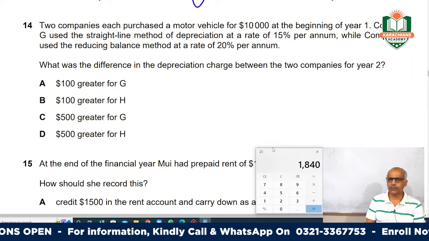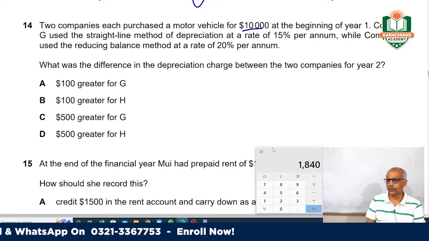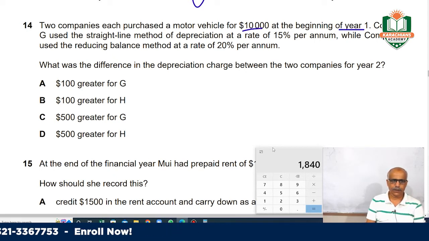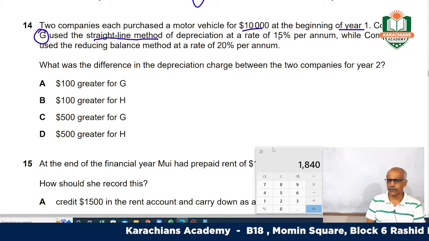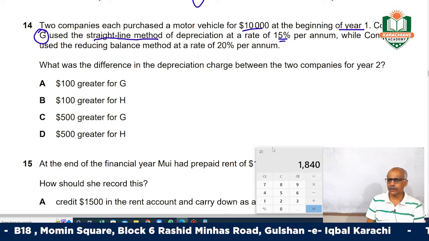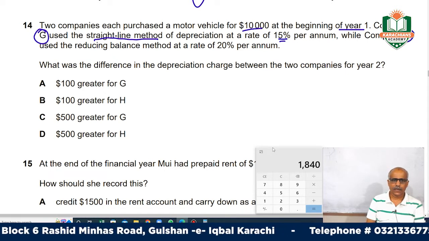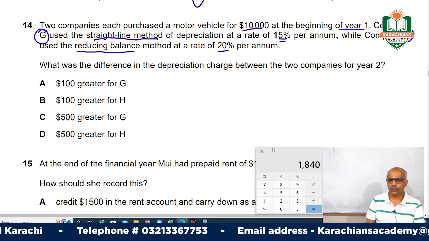Two companies each purchased a motor vehicle of 10,000 at the beginning of year 1. Company G uses the straight line method, at a rate of 10% per annum, while company H, the second company, uses the reducing balance method, at 20%.